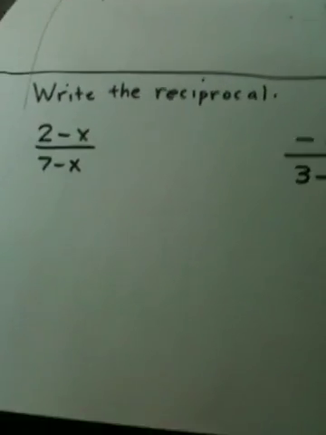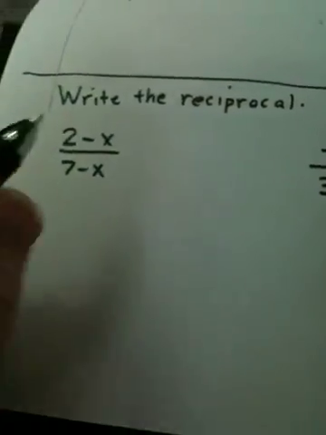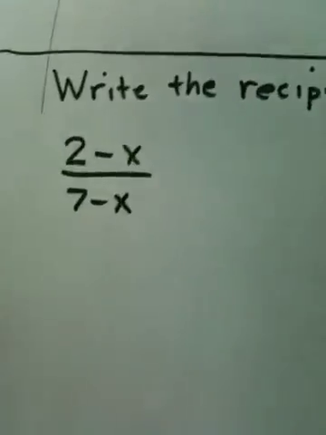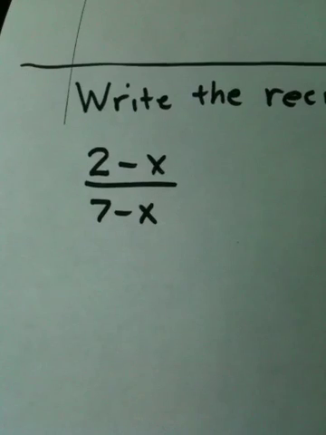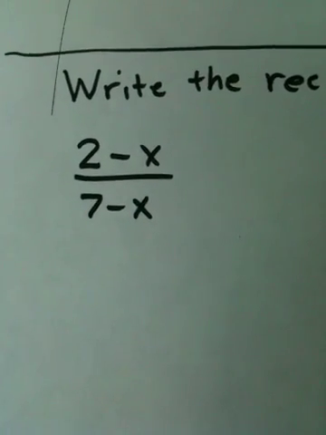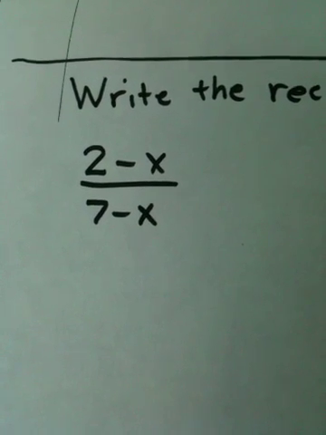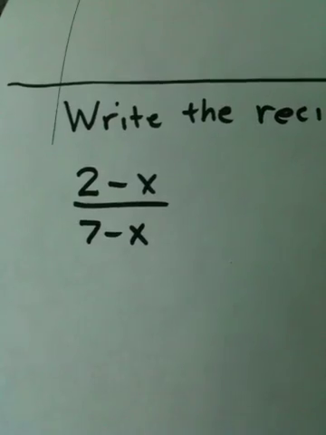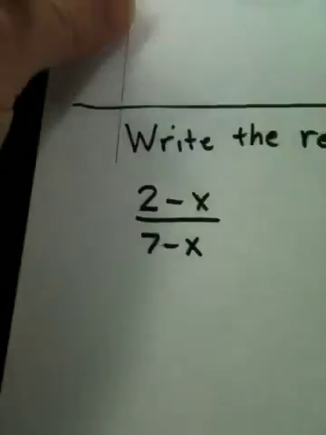Okay, ladies and gentlemen, we're going to continue with section 6.2, the directions. Write the reciprocal. Let's take this fraction. Now remember, back in arithmetic, if I asked you to write a reciprocal of a fraction, let's say if I said, consider the fraction 2/3, the reciprocal would be 3/2. So to take a reciprocal of a fraction, you simply interchange numerator and denominator.